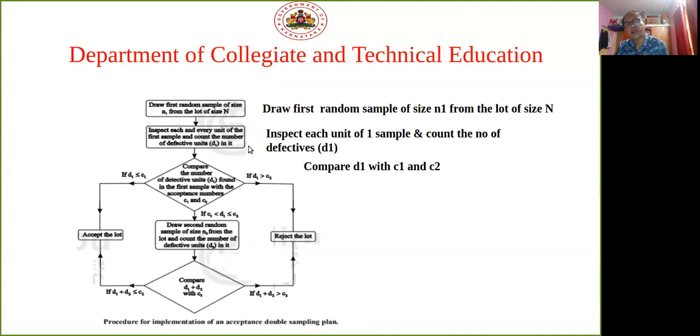So here I have completed the seventh session of Unit 6, acceptance sampling, of the subject statistical quality control.